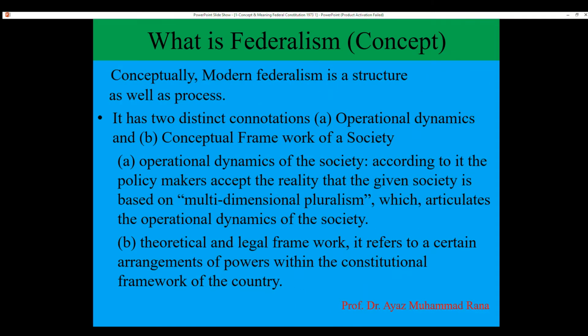Today, we will discuss the concepts, meaning, and definition of federalism. As you know, federalism is the most popular system adopted by a number of states: USA, Australia, Germany, Switzerland, Pakistan, India, etc.